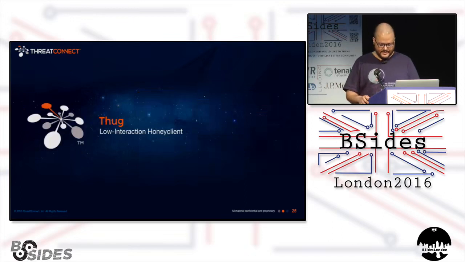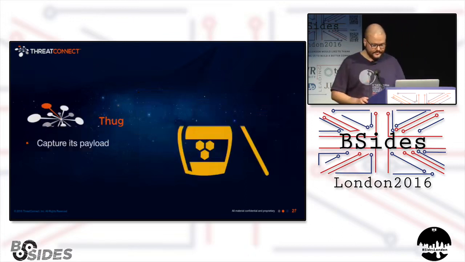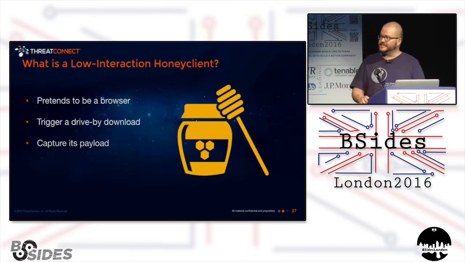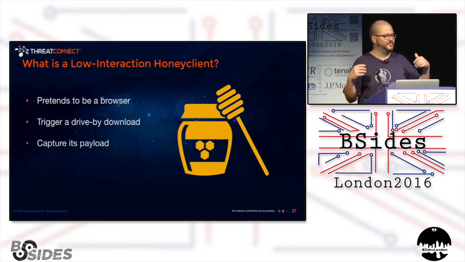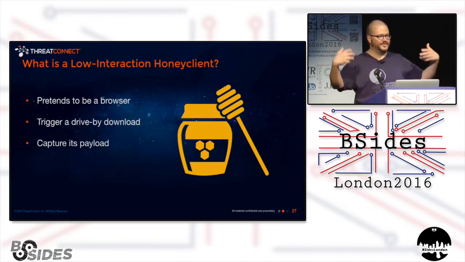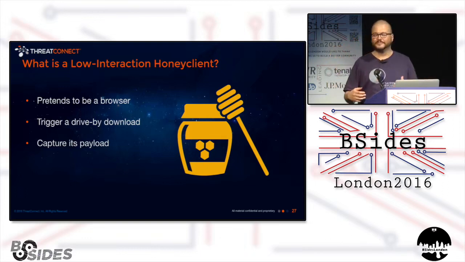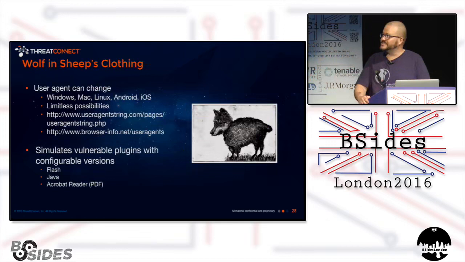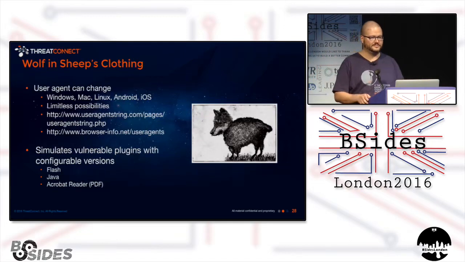So let's talk about Thug. Thug is a low interaction honey client. And a low interaction honey client, this particular one is written in Python, and it pretends to be a browser, pretends to have certain versions of Java, a certain version of PDF, and you can configure all of these. And it's basically pretending so that it can trigger a drive-by by being the vulnerable thing that malware drive-by is looking for. And so the goal is to capture the malware payload from that drive-by. And I like to say that Thug is a wolf in sheep's clothing.